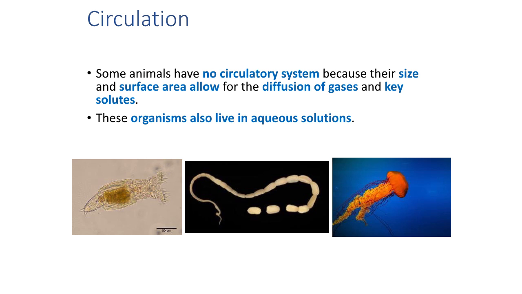So these are going to be very small. Like on the far left we have a rotifer, in the middle this is a tapeworm, and then on the right is a jellyfish. And so the rotifers are very small, you can see the tapeworms are thin and flat, and with the jellyfish, what we see is that they put their active tissues on the outside of their body, allowing them to directly interact with the surrounding water.